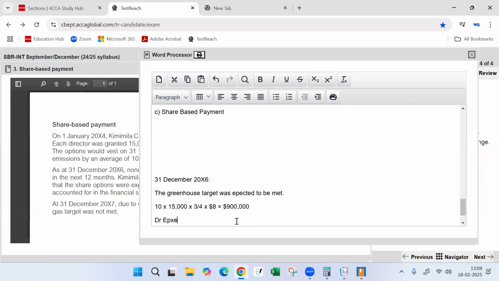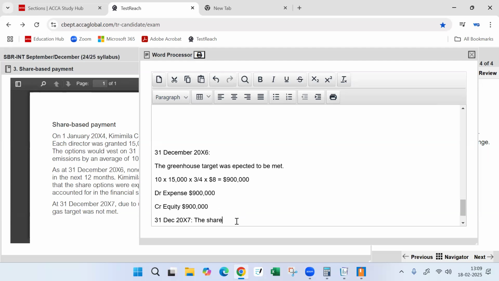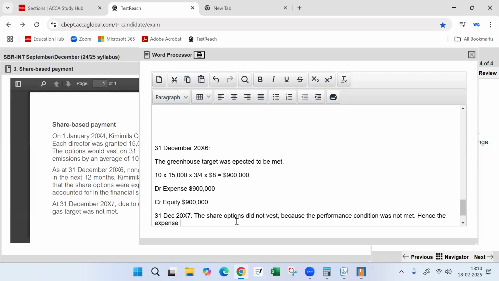So the entry would have been debit expense $900,000 and credit equity $900,000, correct? On 31st December 2000 X7, what happened? On 31st December 2000 X7, the share options did not vest. Why? Because the condition, the performance condition was not met, isn't it? Hence, the expense and equity should be reversed.